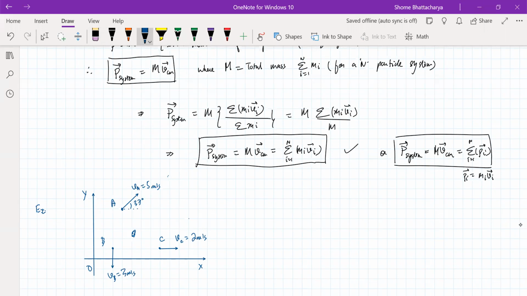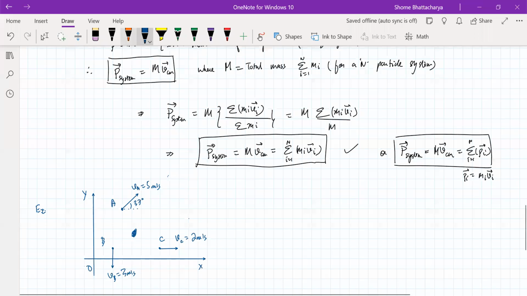So this system's center of mass is somewhere over here, let's say. It is having some kind of a velocity. So find the velocity of the center of mass.